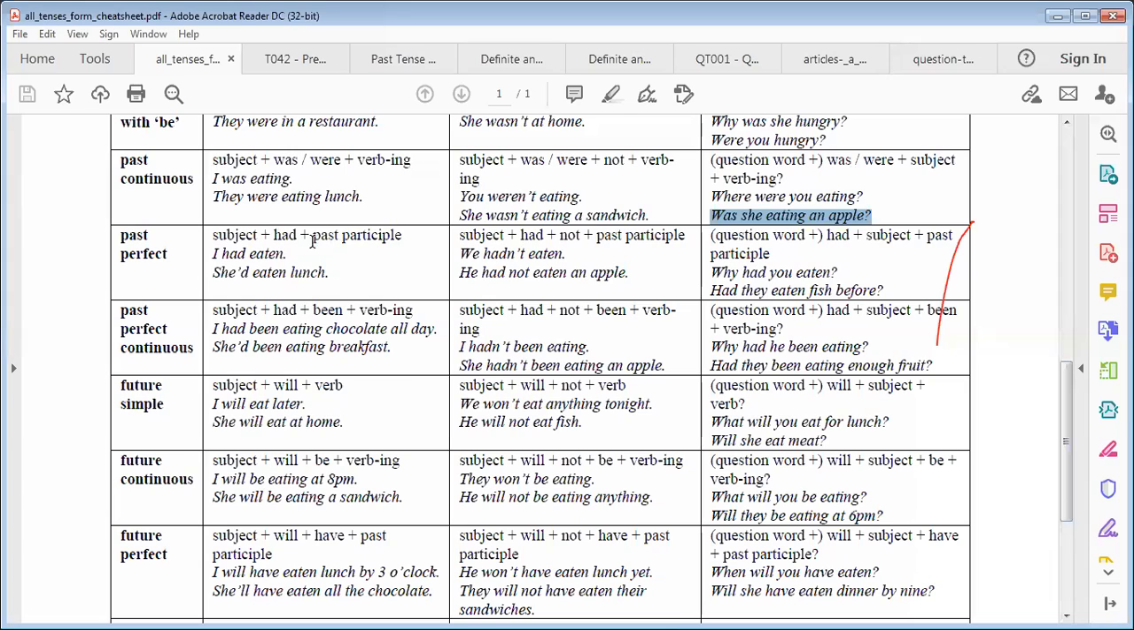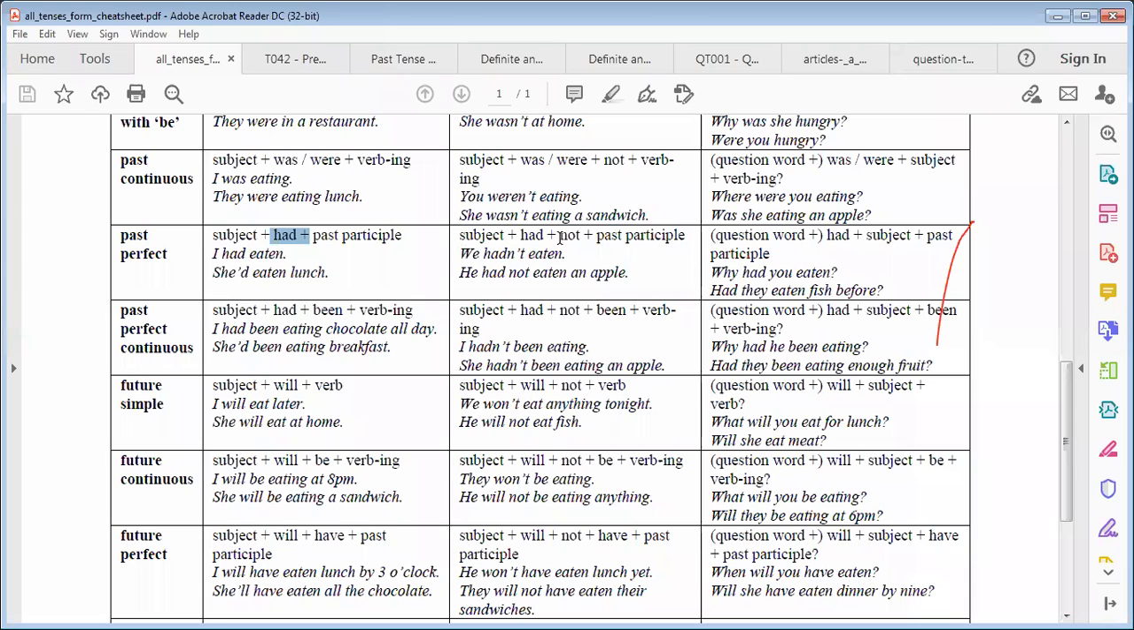Again, perfect tense, what will you have? Past participle, definitely. But how do you understand whether it is present perfect or past perfect? By using the helping verb. In past tense, the helping verb for perfect tense is had. Subject plus had plus past participle. I had eaten. She had eaten lunch.